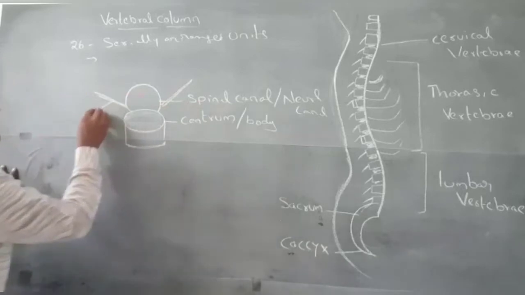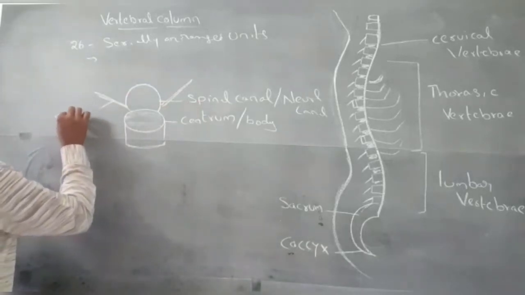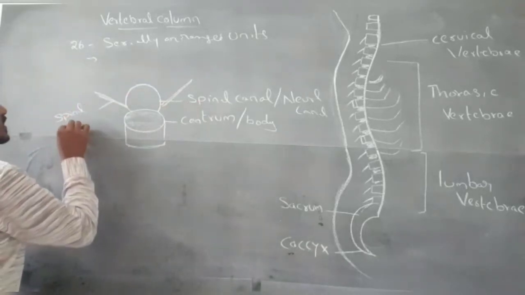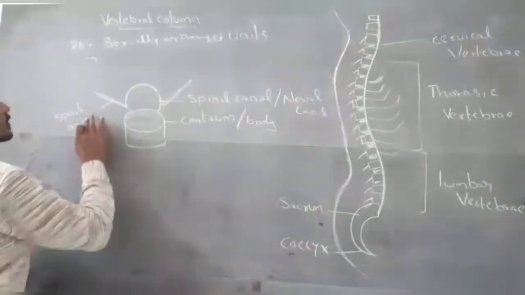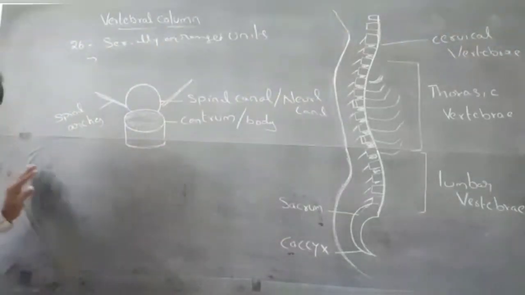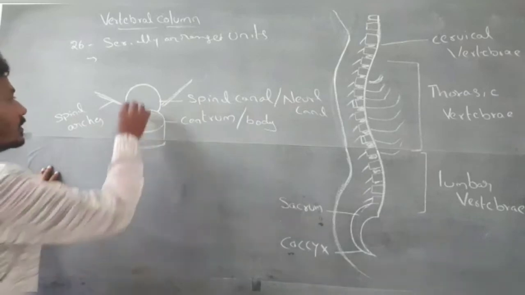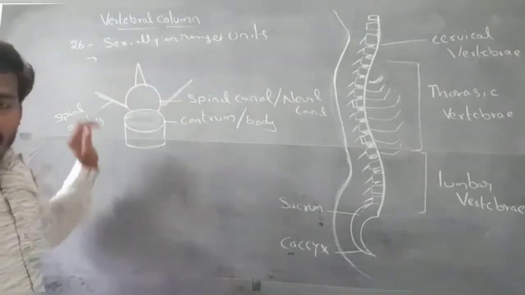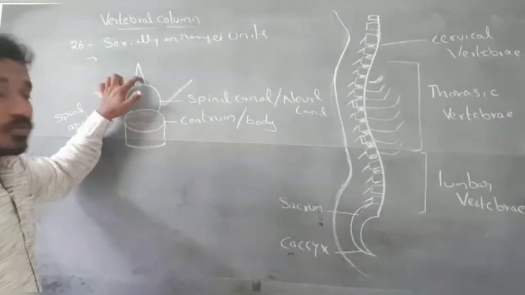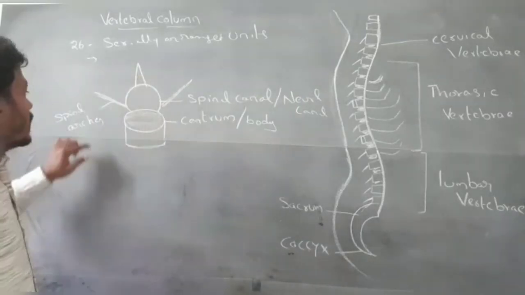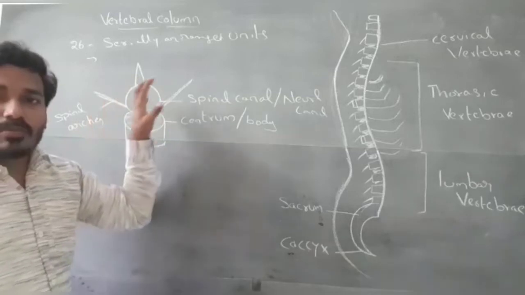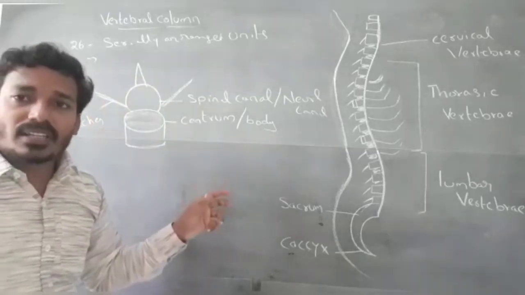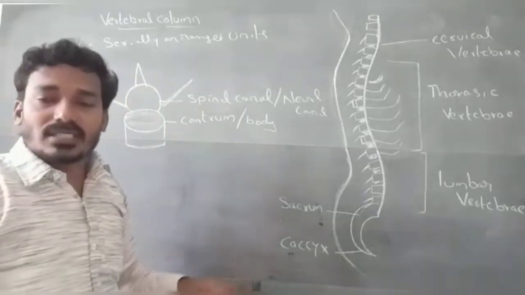These are spinal arches, and some contain a spinal process. Spinal arches and spinal processes help in the attachment of muscles.